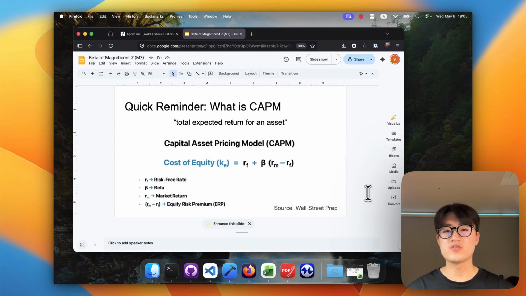Quick reminder before we start, what is CAPM? CAPM is the total expected return for an asset. It is also known as cost of equity, and can be calculated by the risk-free rate plus beta times the equity risk premium. The equity risk premium here is the market return minus the risk-free rate.